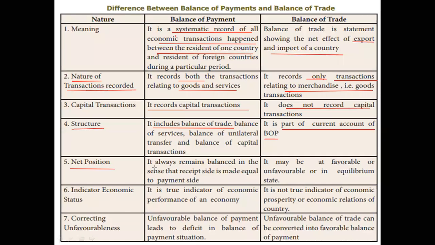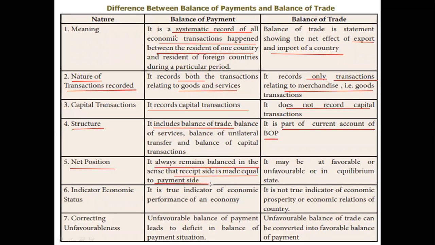Balance of payment always remains balanced, in the sense that receipt side is equal to payment side. जो balance of payment account है, that is the complete accounts based account, right? So that will always balance. The receipt side will always be equal to the payment side.